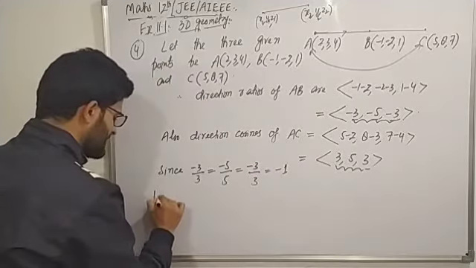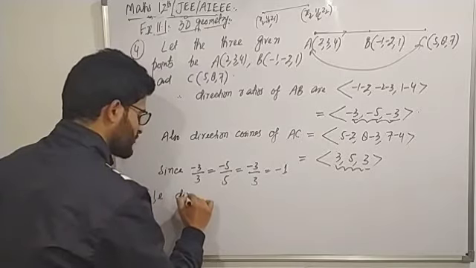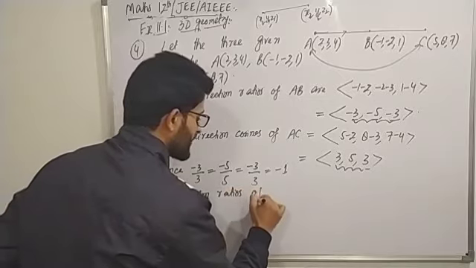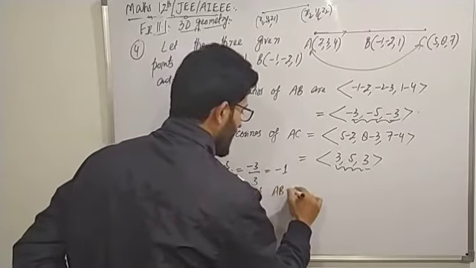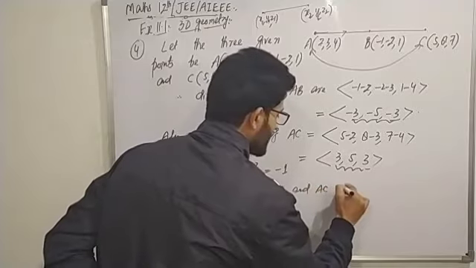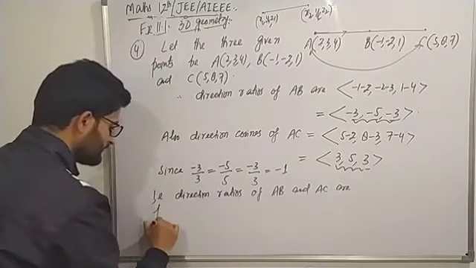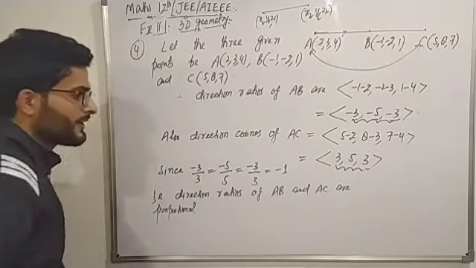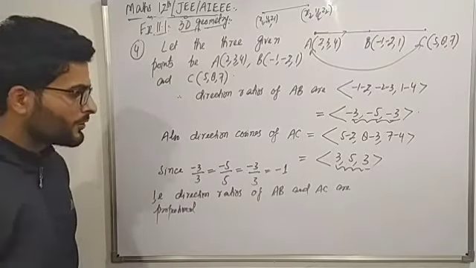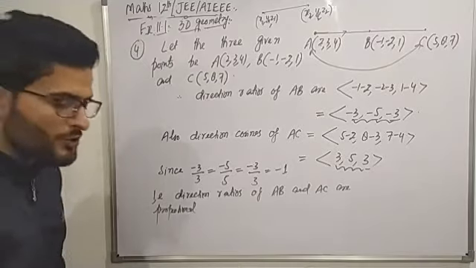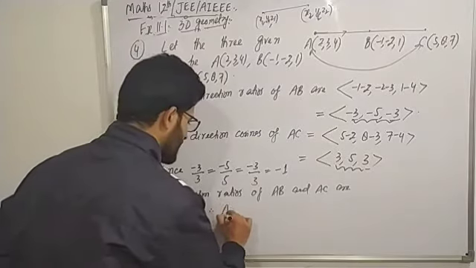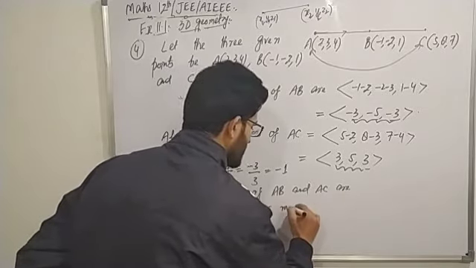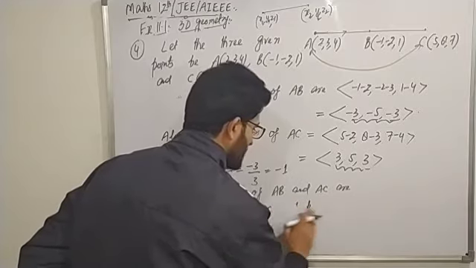That is, इसका क्या मतलब हुआ? That is, direction ratios of AB and AC are proportional. तो AB और AC के डायरेक्शन रेशियो जो है वो प्रोपोर्शनल आ रहे हैं, तो इसका क्या मतलब? Therefore AB and AC must be parallel.